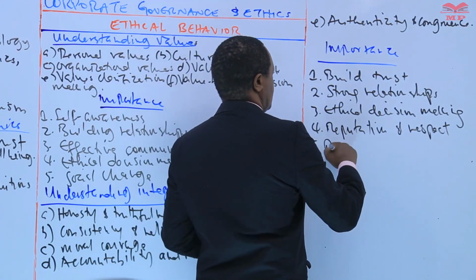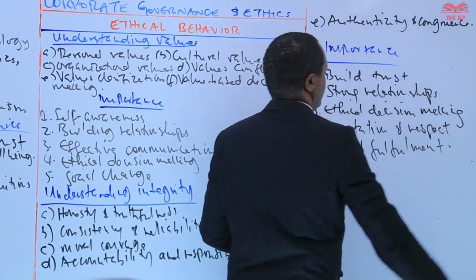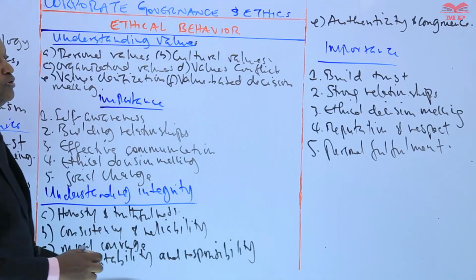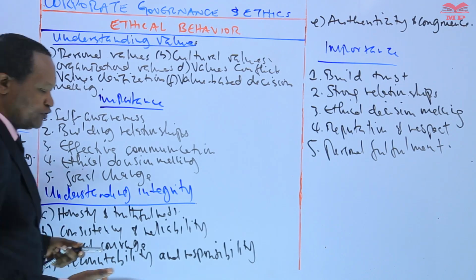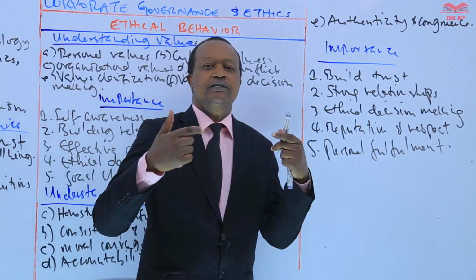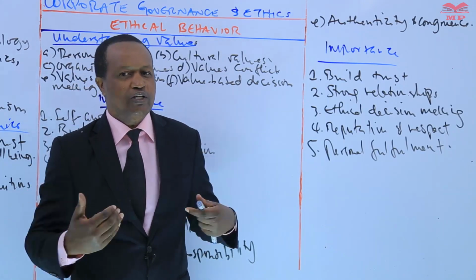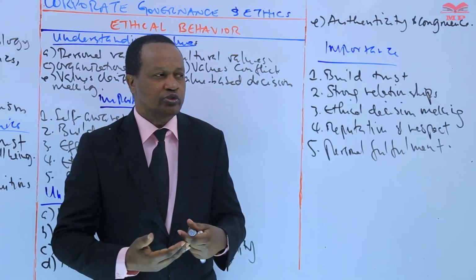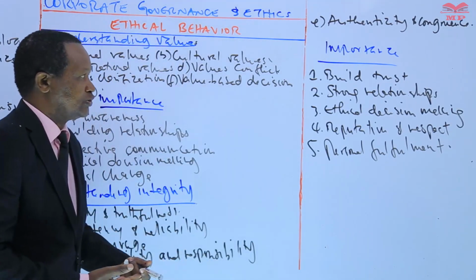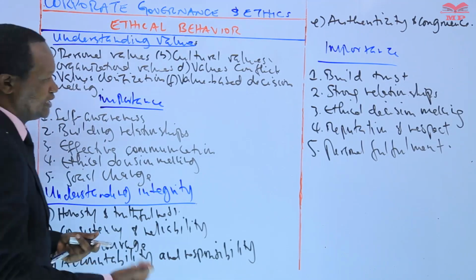5. Personal fulfillment. Living with integrity can lead to a greater sense of personal fulfillment and personal satisfaction. When we act in accordance with our own values, we feel good about ourselves and our contributions to the world. So these are 5 reasons why it's important to understand integrity.